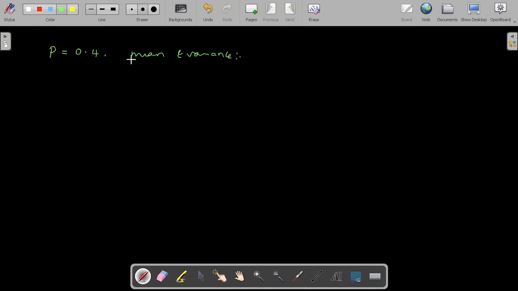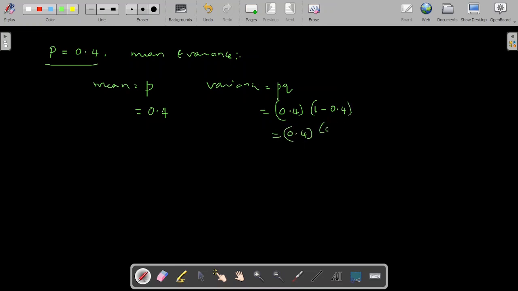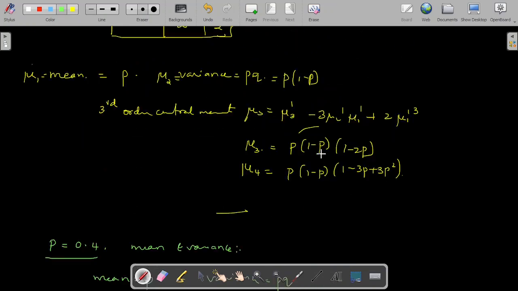Okay. So it has the Bernoulli distribution. As per the Bernoulli distribution, mean is equal to p and variance is equal to p into q. So mean is 0.4, and variance is 0.4 into q, meaning 1 minus p, which gives you 0.4 into 0.6, which is equal to 0.24. This is how to calculate mean and variance. This is all about the Bernoulli distribution.